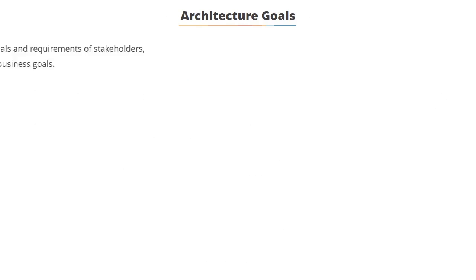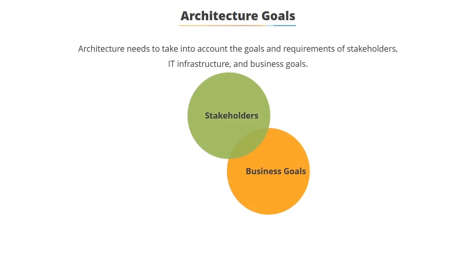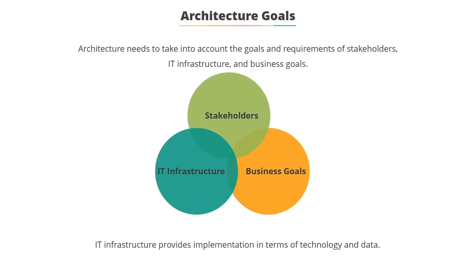So what are the goals of architecture? Well, it involves various parties: the stakeholders, the business goals as well, and also the IT infrastructure which needs to support it. As DevOps, the IT infrastructure is the most important aspect of it, but there are the other two to take into account. As DevOps, we'll be concerned with building the infrastructure to support the architecture that's required.